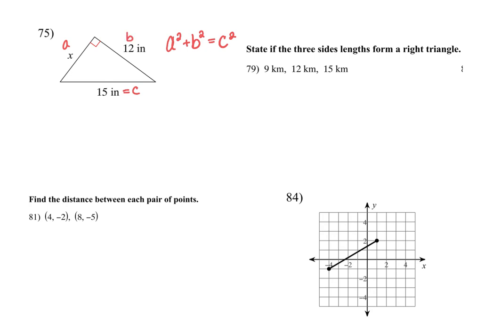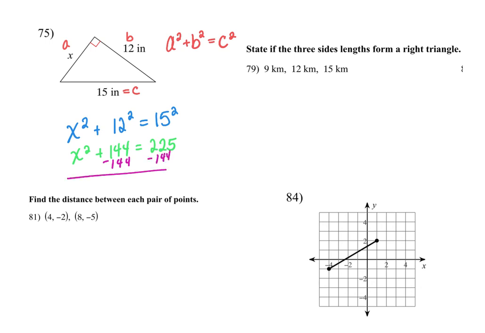So when I plug this in, I will say x squared plus 12 squared equals 15 squared. Leave the x squared alone. 12 squared is 144. 15 squared is 225. When you subtract it from both sides, you're going to get x squared equals 81. So if x squared is 81, what is x? Square root of 81. What's the square root of 81? And that is your answer.